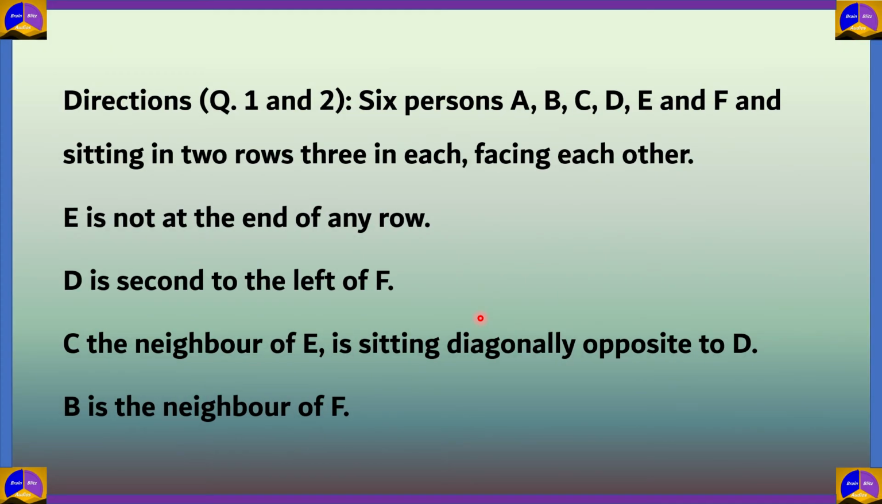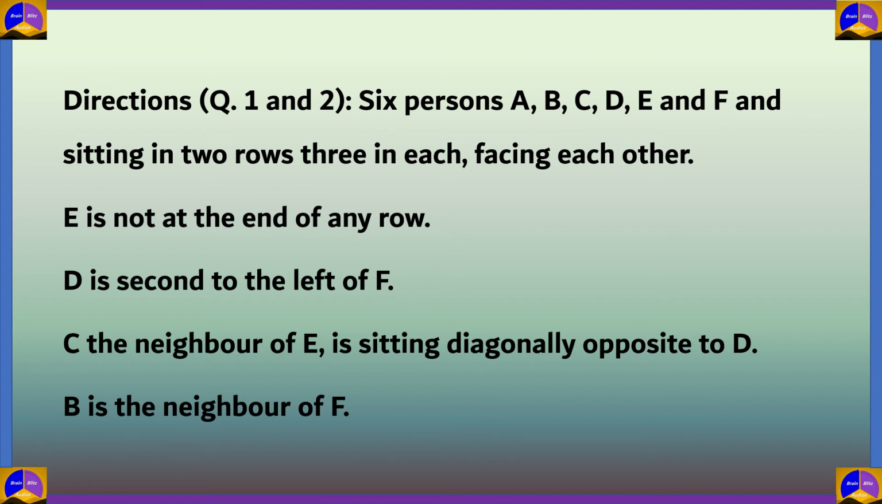Directions for question number 1 and 2. 6 persons A, B, C, D, E and F are sitting in 2 rows, 3 in each, facing each other. E is not at the end of any row. D is second to the left of F. C, the neighbor of E, is sitting diagonally opposite to D. B is the neighbor of F. So let's draw a diagram.